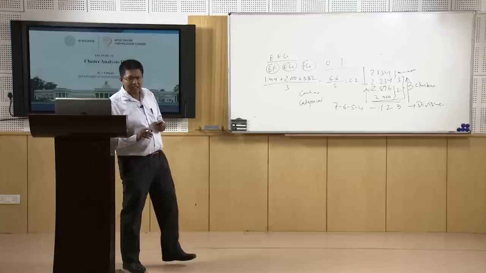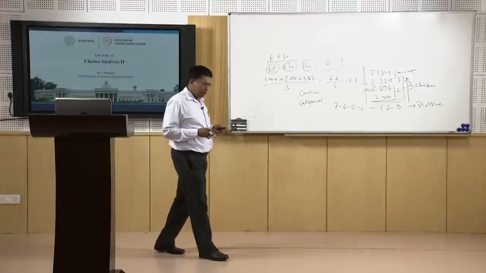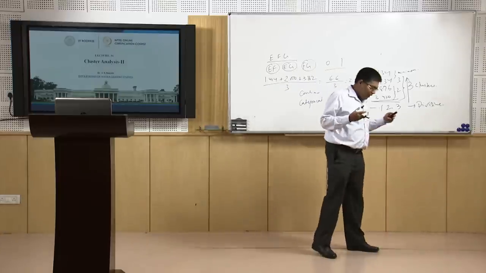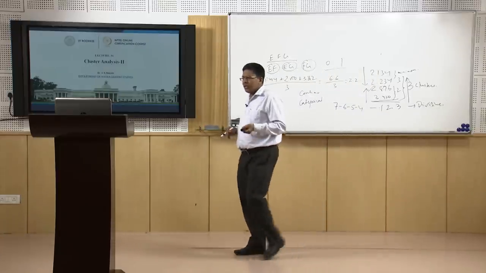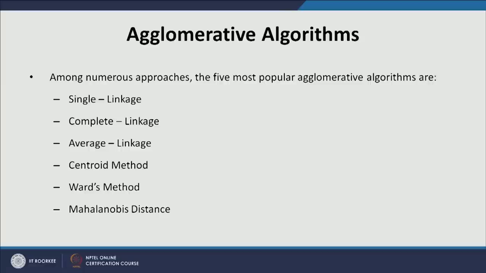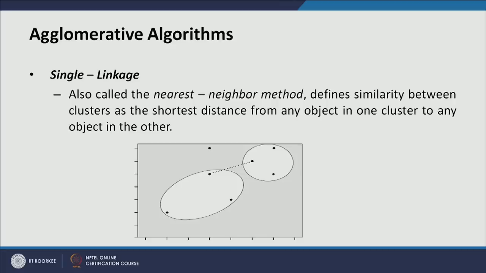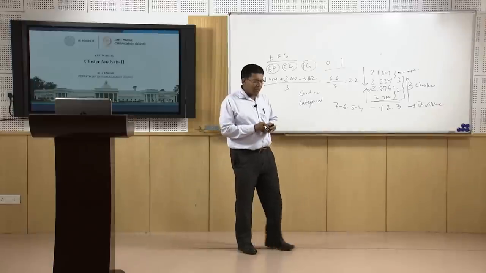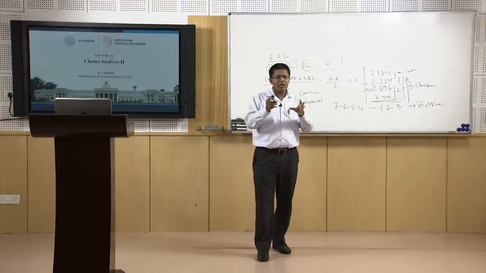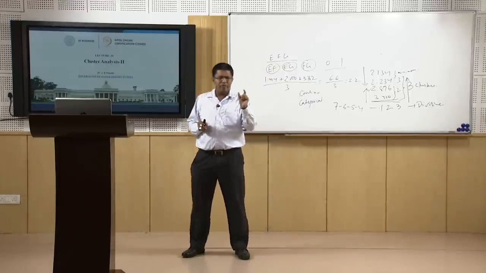Now, what are the approaches to join the clusters or create the combination of the clusters? There are several methods: the single linkage method, the complete linkage method, let us see all of them. The first method of combining clusters is the single linkage method, which takes the two points from two different clusters which are nearest to each other. It defines the similarity between clusters as the shortest distance from any object in one cluster to another object in the other cluster. That means we find the distances among all the variables, and we take the minimum, right?